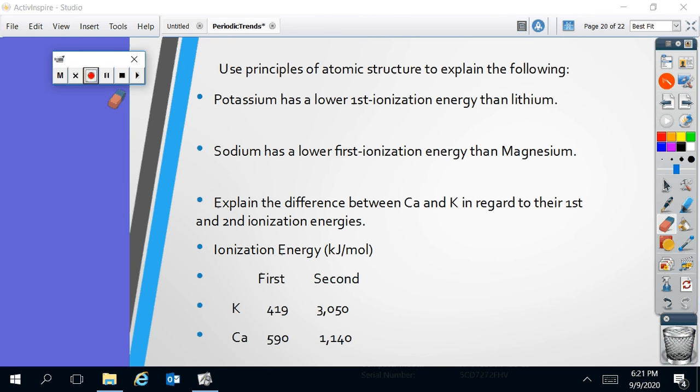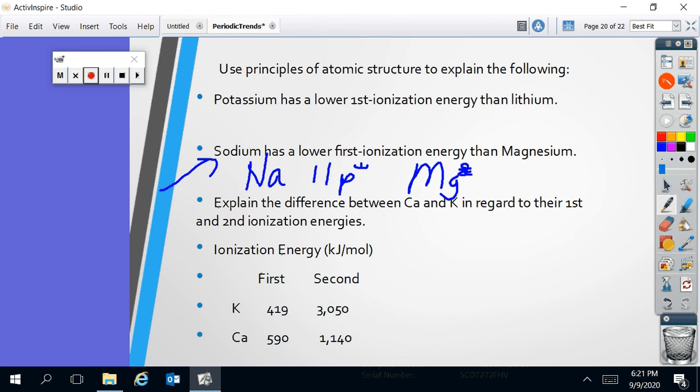Sodium and magnesium are both period 3 elements. However, sodium has 11 protons, whereas magnesium has 12 protons. Therefore, magnesium has a stronger nuclear force, a stronger Coulombic force holding the valence electron on than sodium.